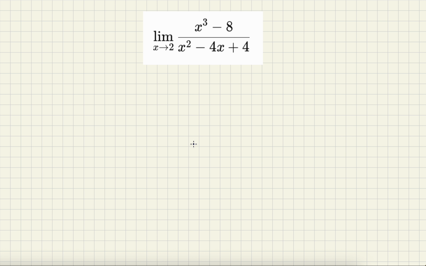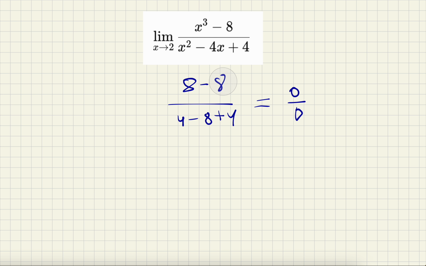So in this question, we have find the limit as x approaches 2 of the function x cubed minus 8 over x squared minus 4x plus 4. And so our first step is always to plug in the value that x approaches. So when we plug that in, we get 8 minus 8 over 4 minus 8 plus 4. And so we get our indeterminate form 0 over 0.